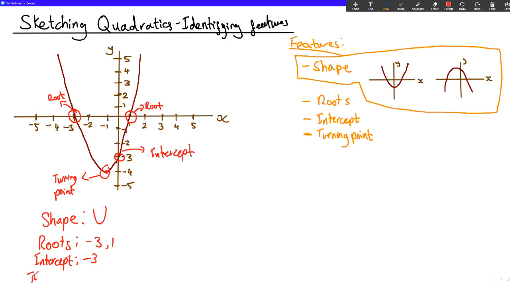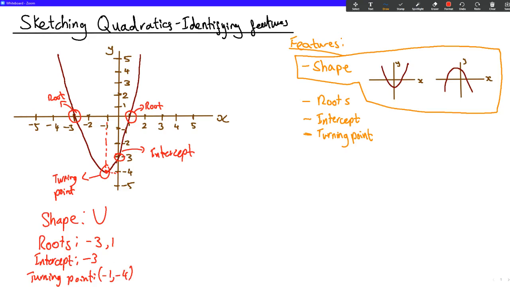Okay, so the turning point. In this case, if it was on graph paper, you'd be able to calculate it accurately. In this case, let's say it's (-1, -4), like that.